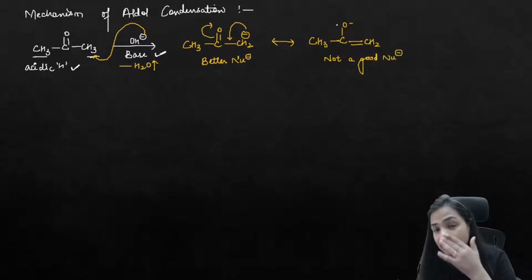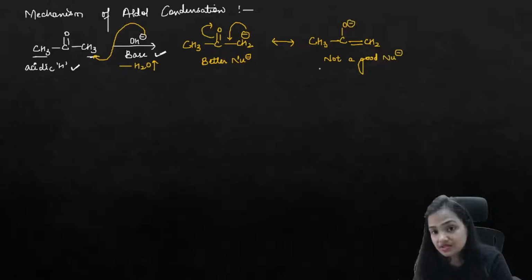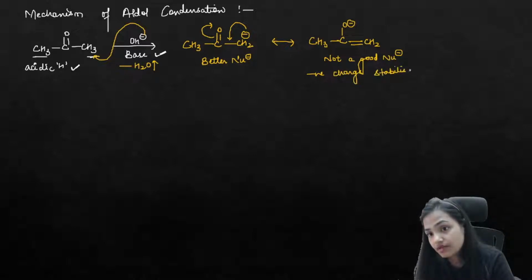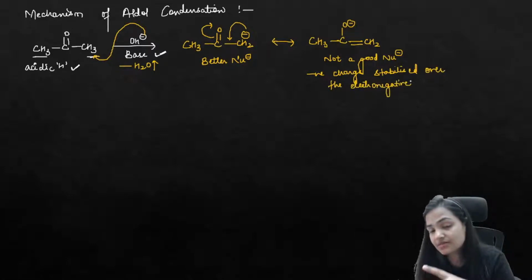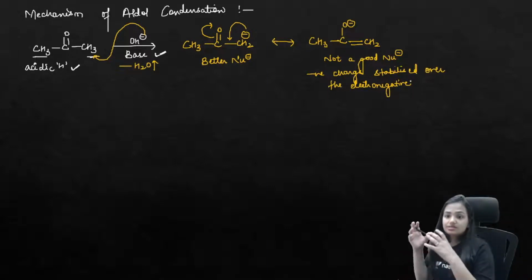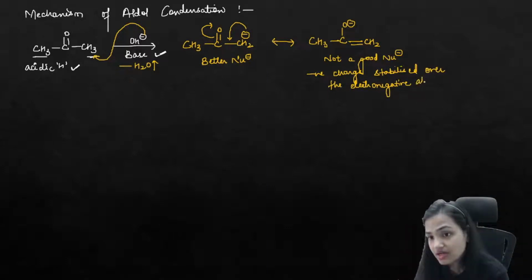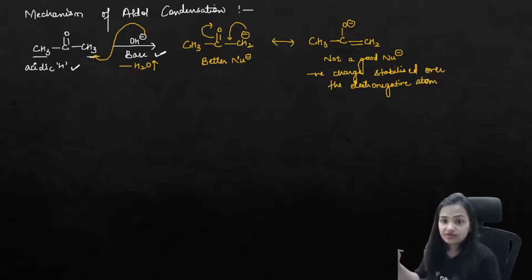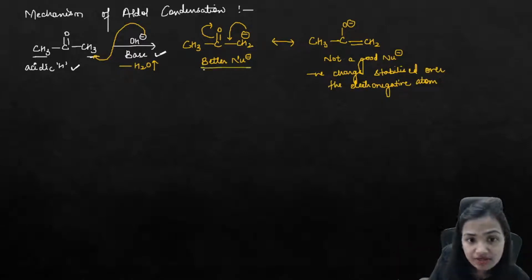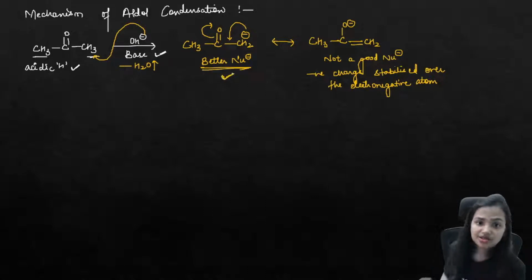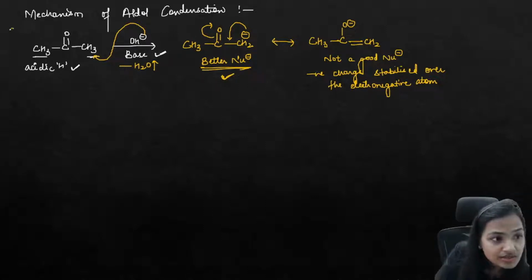Why? Because here the negative charge is stabilized over the oxygen atom. Negative charge stabilized over the electronegative atom, and so therefore it's not a good nucleophile. Ultimately this is my better nucleophile, so my choice is this. This is my choice. If this is my choice, now in the step number 2 what will happen?